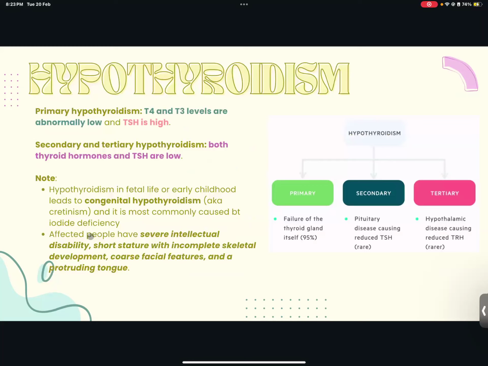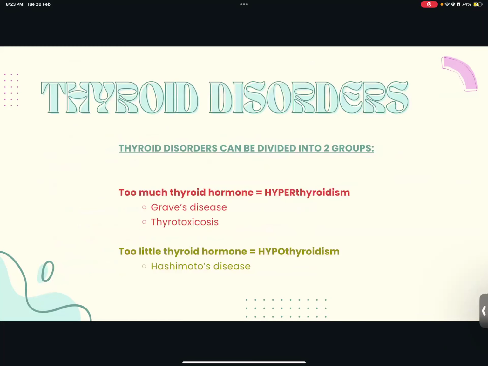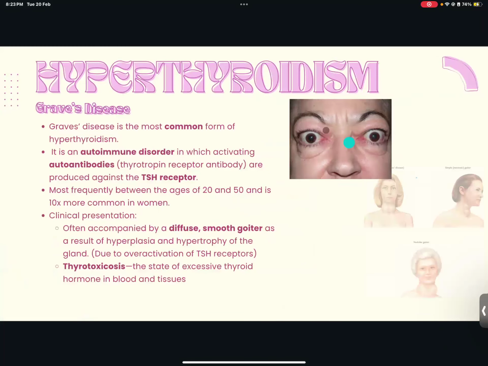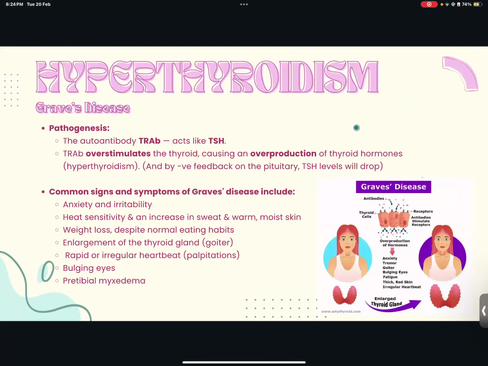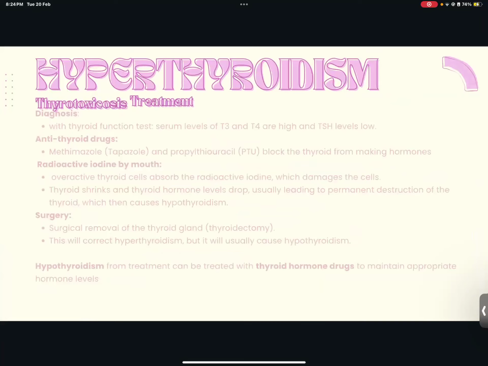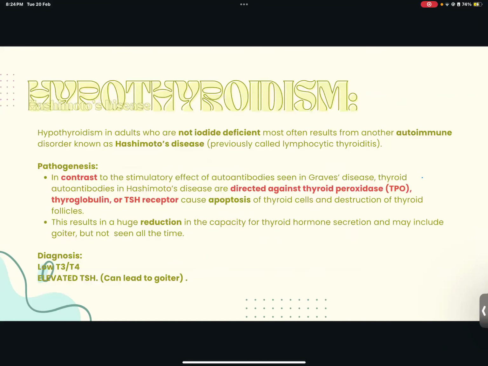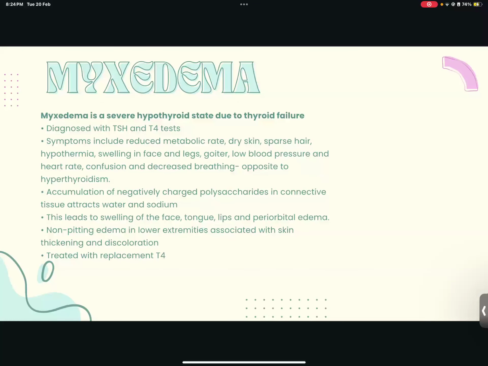And I had a picture of exophthalmos here. This is exophthalmos, when the eyes are protruding outwards. And this is caused due to periorbital accumulation of fluids and proteins, and polysaccharides in connective tissue. And then also myxedema will cause a non-pitting edema in the lower extremities, and it'll be associated also with skin thickening and discoloration. And it's also treated with replacement T4.